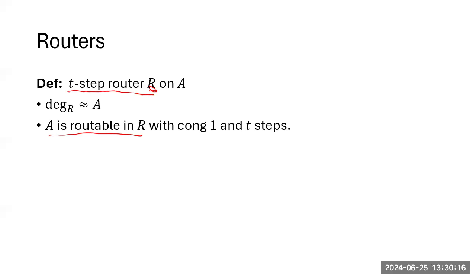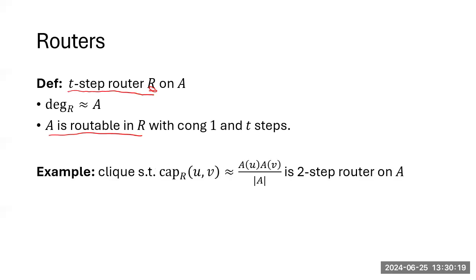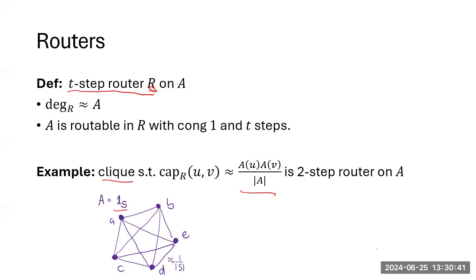And it looks strong, but for example, if the graph is really well connected like a clique, then it's a good router. So let's say you have A, and if you take a clique and you scale each edge properly according to A, then you can say that it's a two-step router. Let's see the example. If A, let's say, is an indicator of some set S, so think of it as a subset S. Then if you take the clique and scale the capacity to be like 1 over S, then when you want to route between any two nodes, you can route it.